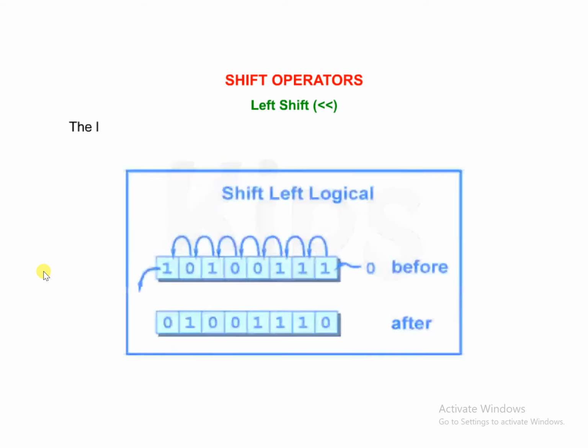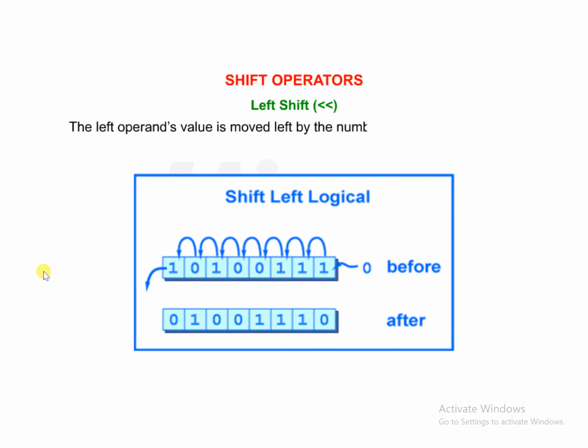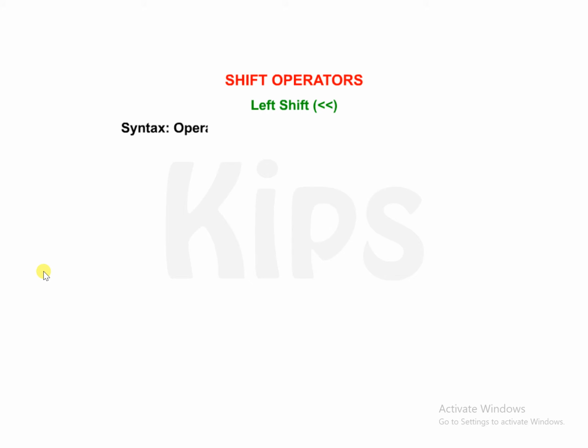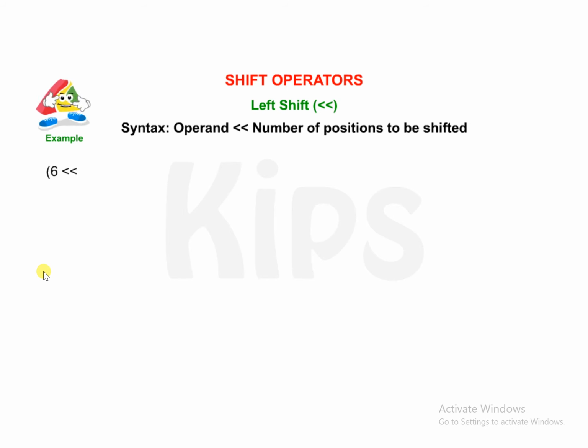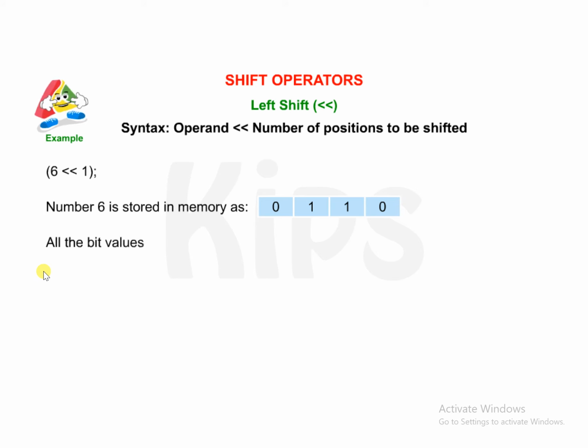Left shift. The left operand's value is moved left by the number of bits specified by the right operand. Operand << number of positions to be shifted. Let us understand this through an example. 6 << 1. Number 6 is stored in memory as 0110. All the bit values shift to the left by one position and fill the empty bit on the right end with a 0 value.